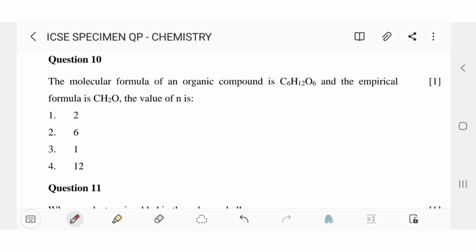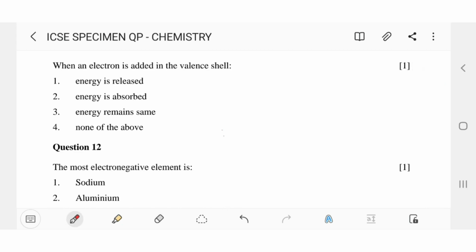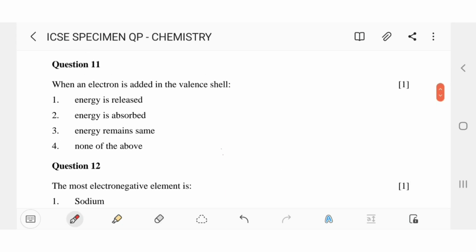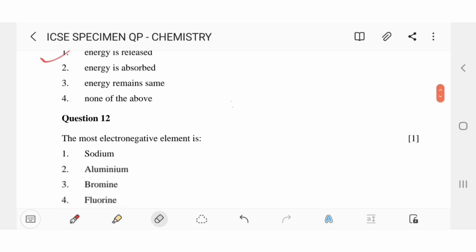Remember, when an electron is removed, energy is given to the atom. That means energy is absorbed in that case. But when an electron is added, energy is released by the atom. So option 1 is correct.